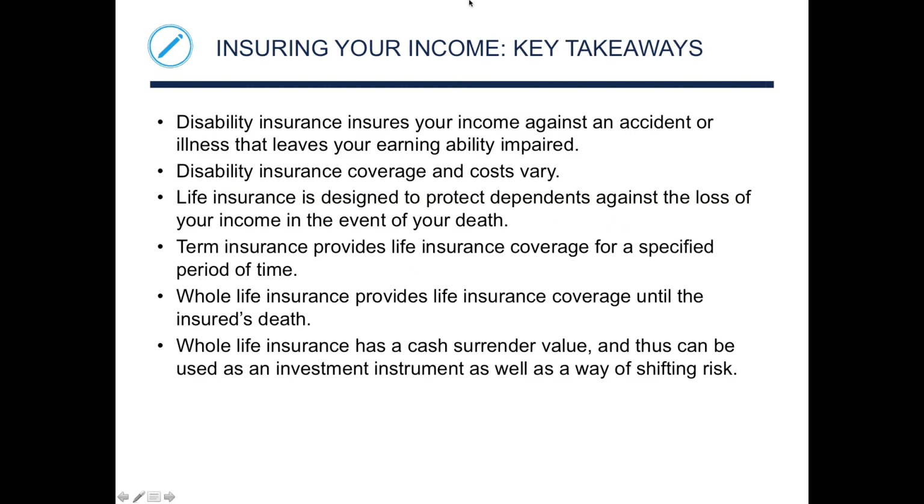Key takeaways of insuring your income. Disability insurance insures your income against an accident or illness that leaves your earning ability impaired. Disability insurance coverage and costs vary. Life insurance is designed to protect dependents against the loss of your income in the event of your death. Term insurance provides life insurance coverage for a specified period of time. Whole life insurance provides life insurance coverage until the insured's death. And whole life insurance has a cash surrender value and thus can be used as an investment instrument as well as a way of shifting risk.